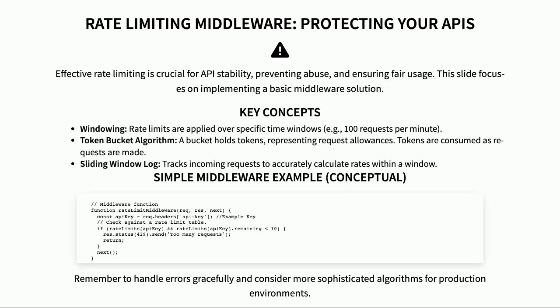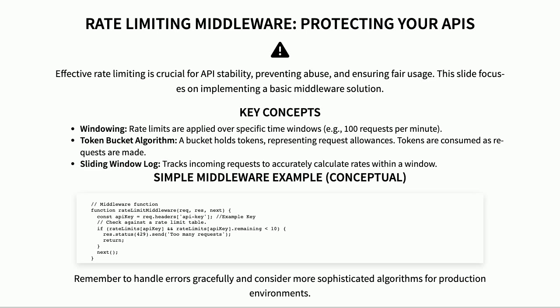Okay, let's talk about protecting your API with rate limiting. It's a really important step in ensuring they stay stable and don't get overwhelmed by abusive users. Basically, we want to limit how many requests someone can make within a certain time period.